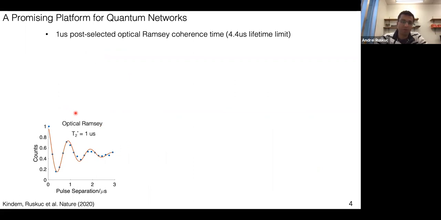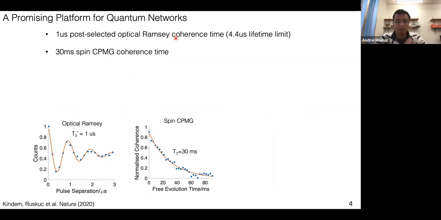So first of all, we demonstrated that the optical transitions of these ions are highly stable, with 1 microsecond post-selected optical Ramsey coherence times. We demonstrated ground state spin coherence times of about 30 milliseconds.